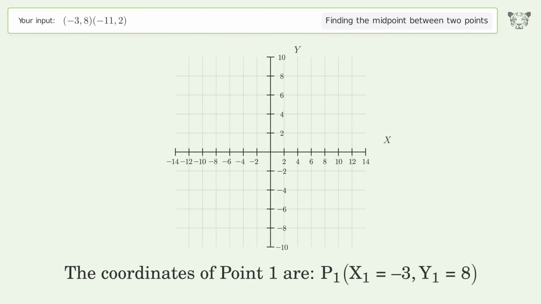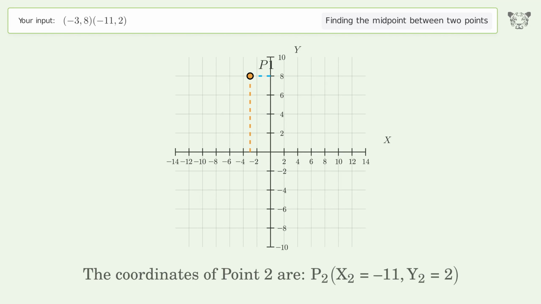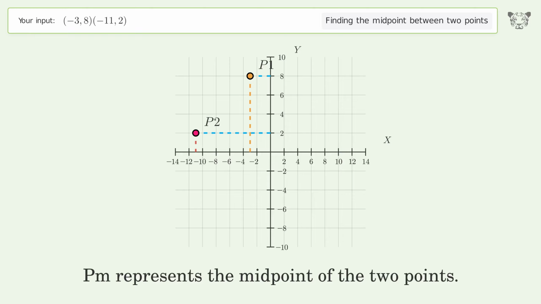The coordinates of point 1 are x1 equals -3, y1 equals 8. The coordinates of point 2 are x2 equals -11, y2 equals 2. PM represents the midpoint of the 2 points.